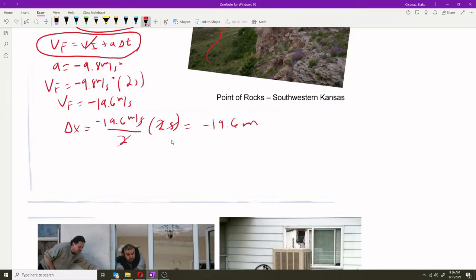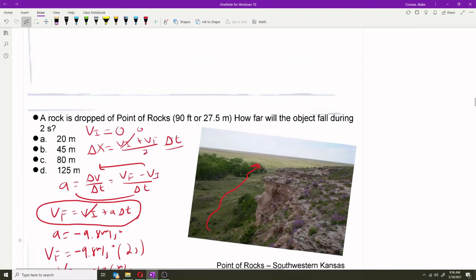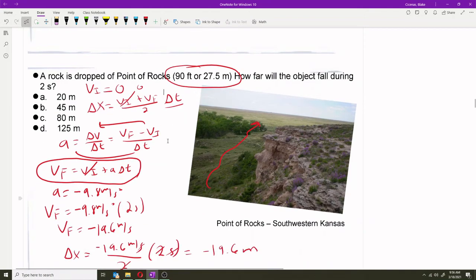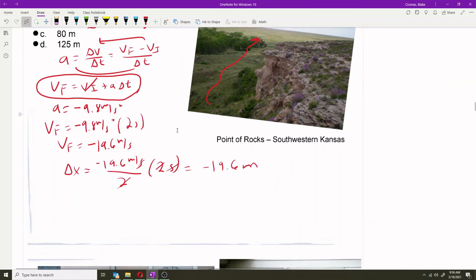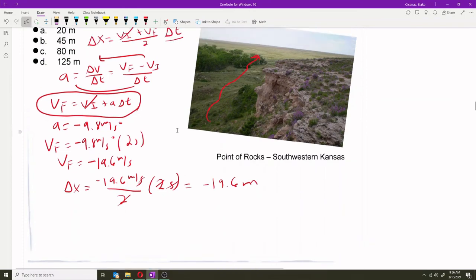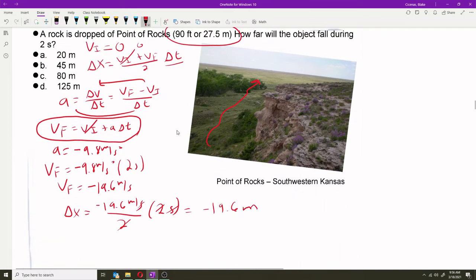Why is it negative is your first question. Well, because it's going down 19.6 meters. Second question is, they gave me the height over here, so why didn't I use that? Well, because I wasn't trying to find the total time it takes to fall all the way off the cliff. I just want to know how far it would actually fall in 2 seconds. And so because of that, I didn't actually use that value. Anyway, eventually we'll have an equation that combines both of these, but for now we just do them separately.